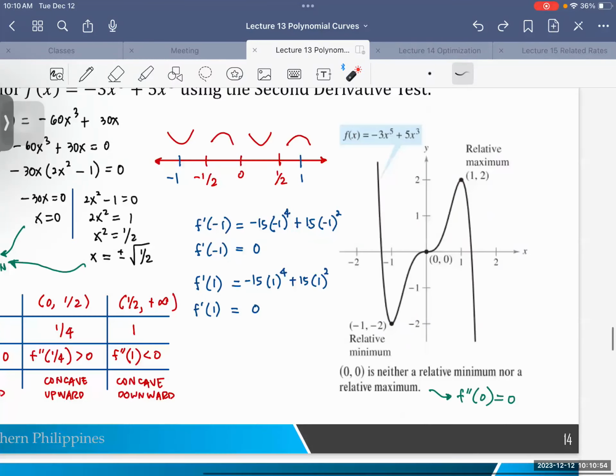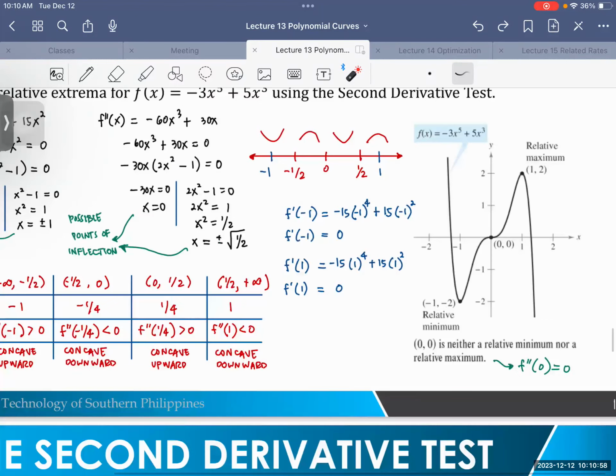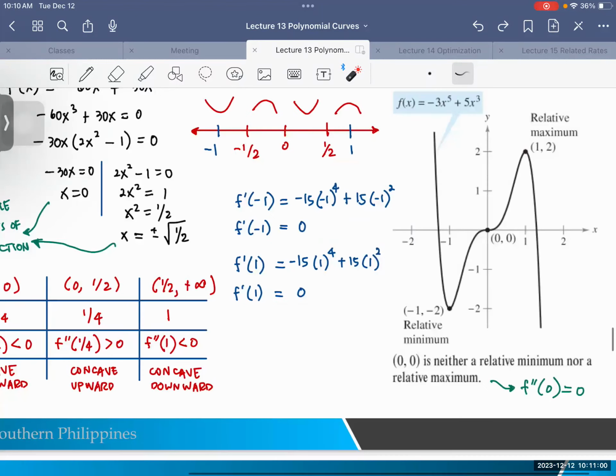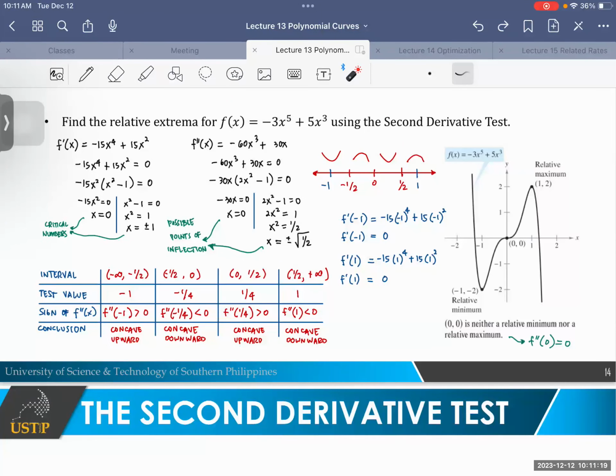Okay, let's go back to our points -1 and 1. Now the value of y there is -2. So (-1, -2) is a relative minimum because it is concave upward. Then the relative maximum is (1, 2), because it is concave downward. That's how you find the relative extrema of your function using the second derivative test. You still go through the first derivative for the critical numbers.